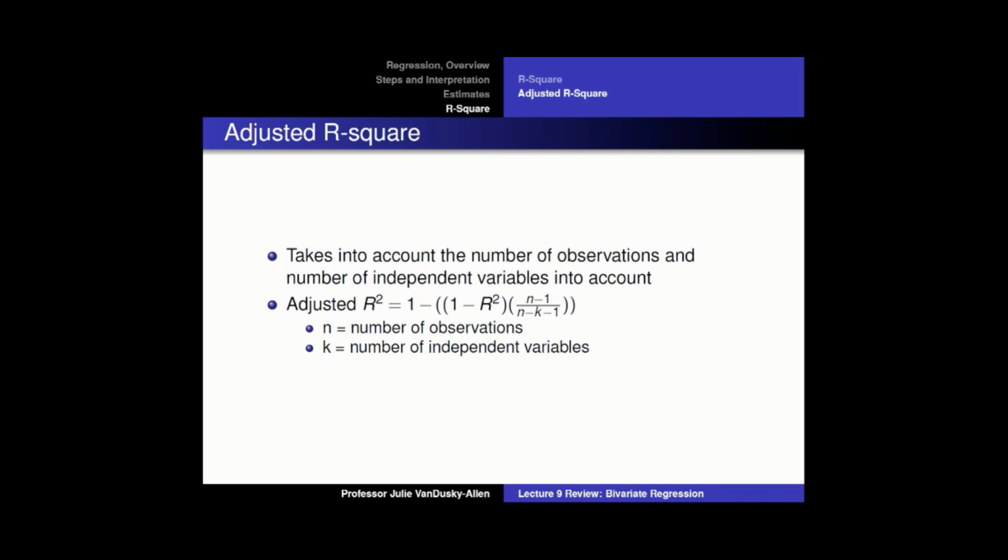And what it's looking at is how many observations you have versus how many independent variables you have. If you only have a few observations but a lot of independent variables, then the R squared gets adjusted down a lot. So you really want a lot of observations when you're running a regression.